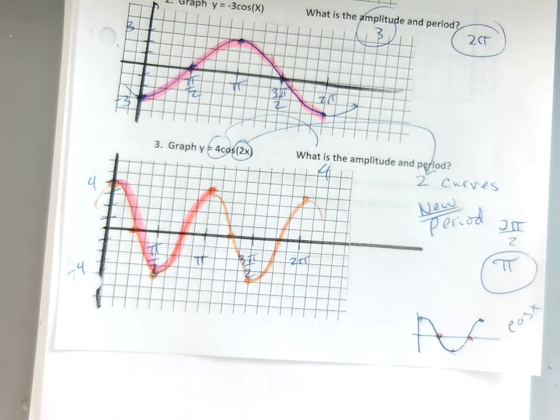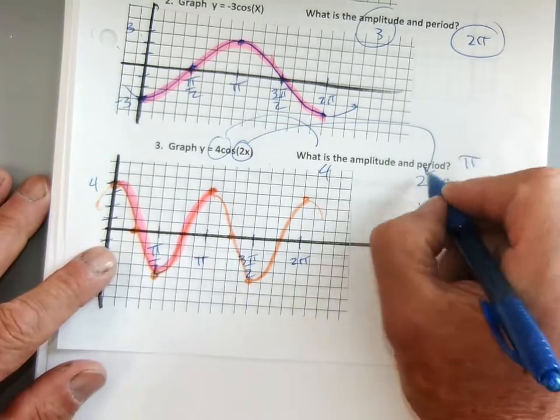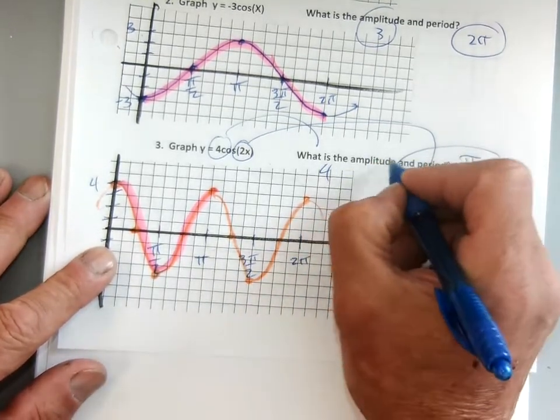What's our period of one curve? Pi. Good. And our amplitude was 4.